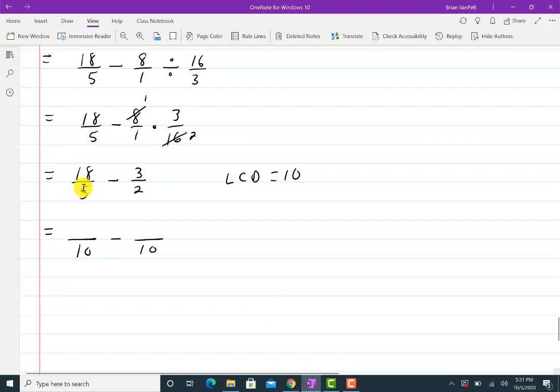Starting with the 18 over 5, 5 times 2 is 10. 18 times 2 is 36. 2 times 5 is 10. 3 times 5 is 15. 36 minus 15 is 21. And there we go.